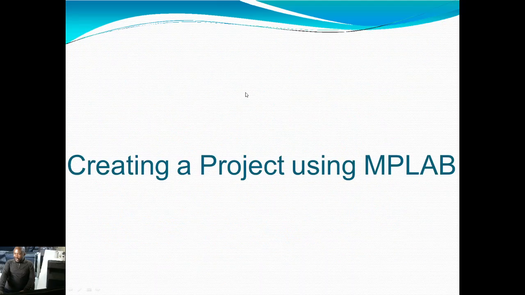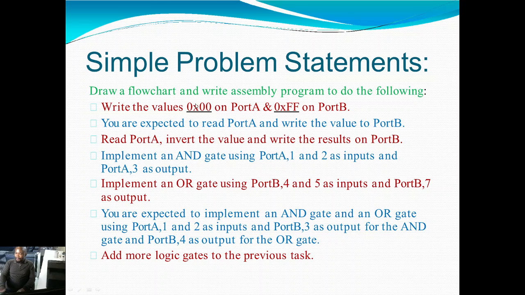Now, to add to this, there are other examples we can look into. We have already done this first one where we want to write 0 on port A, and then we want to write FF on port B. That's basically what we just did. Let's just do the second one.